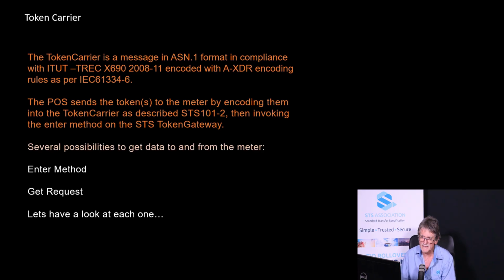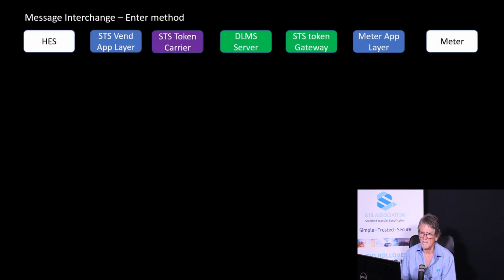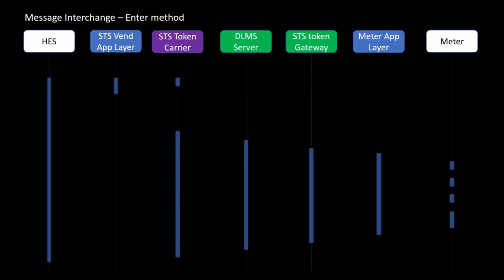There are several possibilities to get data to and from the meter. One is the enter method, one is the get request. Let's have a look at each one of these. So, once again, on the left-hand side you have the head-end system, and on the right-hand side you have a meter. And in between them you have an application layer for vending, you have an STS token carrier, you have a DLMS server, an STS token gateway under DLMS, and the meter application layer itself right through to the meter.